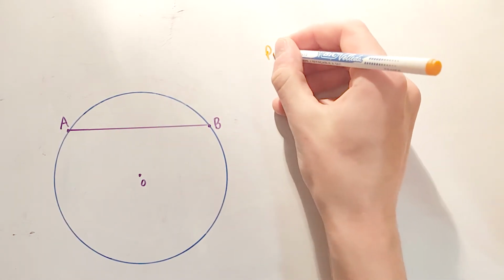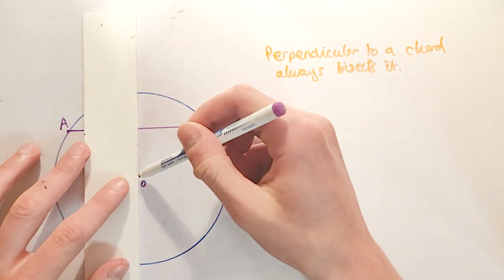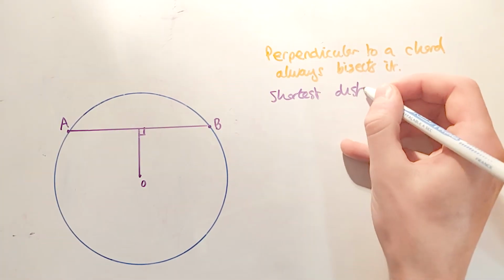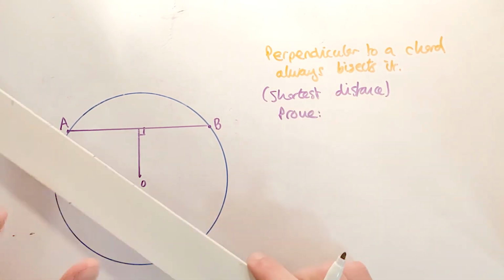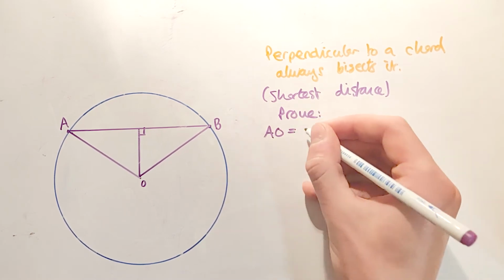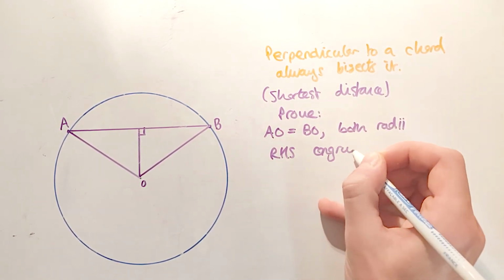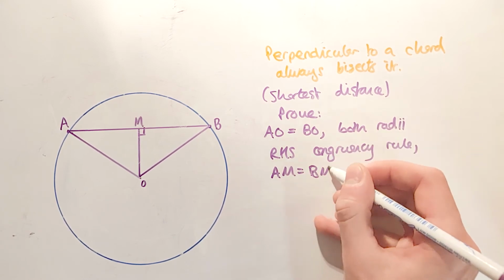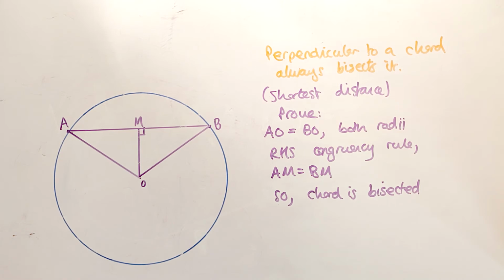Now, let's prove that the perpendicular to a chord always bisects it. This is the shortest distance from the centre of the circle to a chord. To prove this, first draw on radii OA and OB. Then we can mark the point M as the midpoint of AB. We want to show that AM is equal to BM to show that the perpendicular bisects the chord. These triangles are both congruent due to the RHS rule, so the chord is always bisected by the perpendicular.